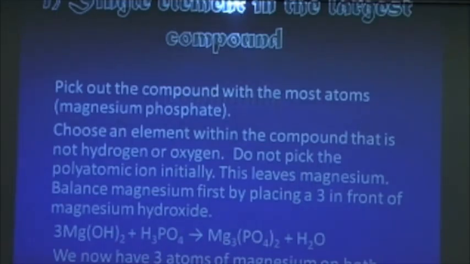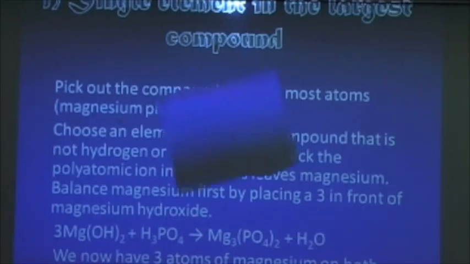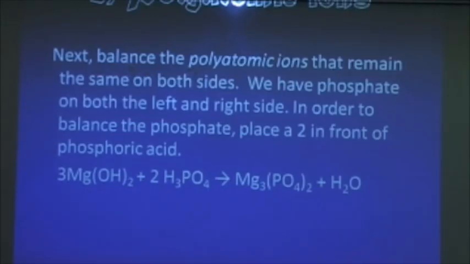This is the equation. We now have 3 atoms of magnesium on both sides. Next, balance the polyatomic ions that remain, the same on both sides. We have phosphate on both the left and right side. In order to balance the phosphate, place a 2 in front of the phosphoric acid. This is now the equation.